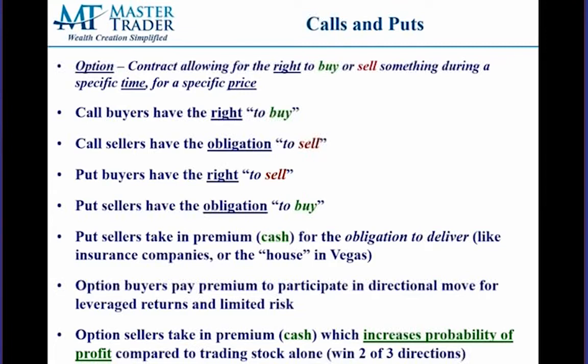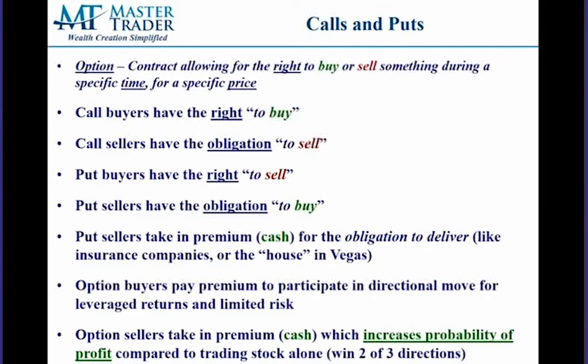Call buyers. Remember, that was our stage 2 uptrend. We have the right to buy the stock. So whatever you're bullish on, I mentioned we're long calls on the spiders. We have the right to buy spiders at an agreed upon price, whatever the strike price was, on or before the expiration date. I think we did the March, and we did the in the monies, which I'll explain on the next slide. Call sellers have the obligation to deliver to that.